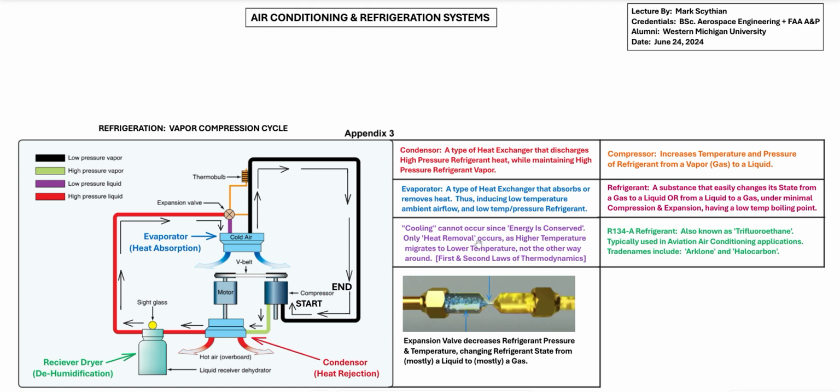So now cooling cannot occur since energy is conserved. Only heat removal occurs as higher temperature migrates to lower temperature, not the other way around. So energy of high value naturally migrates to energies of low value. So this is an application of the first and second laws of thermodynamics. The first law is conservation of energy, and the second law is entropy.